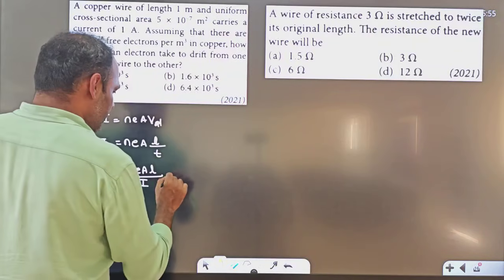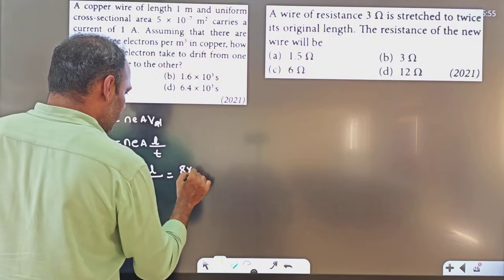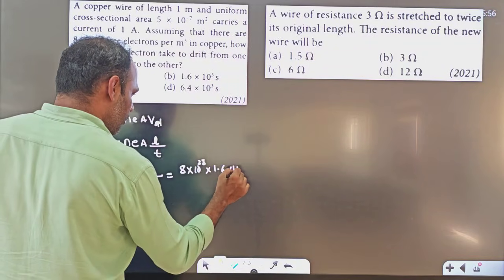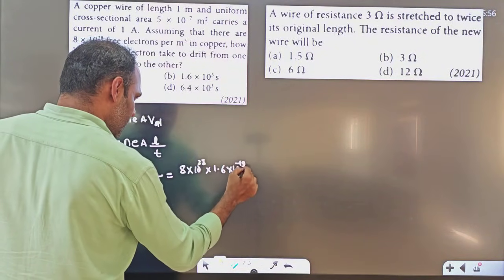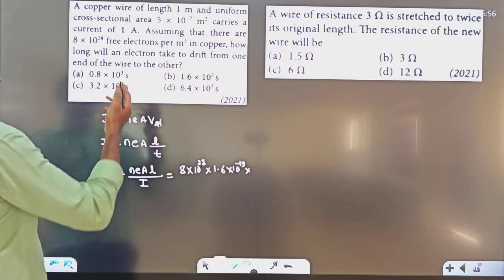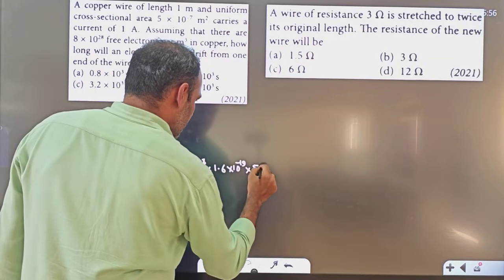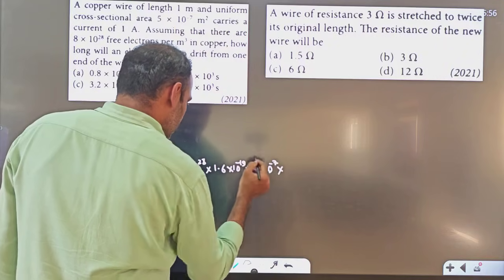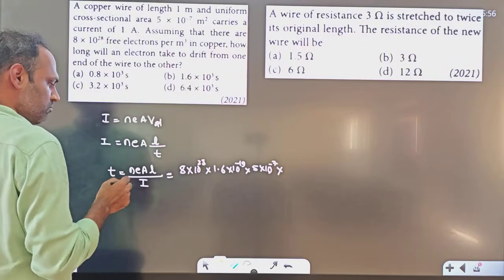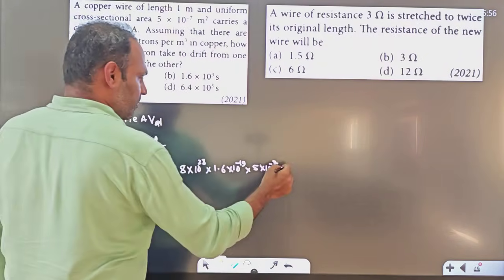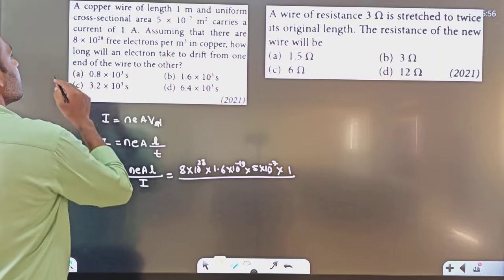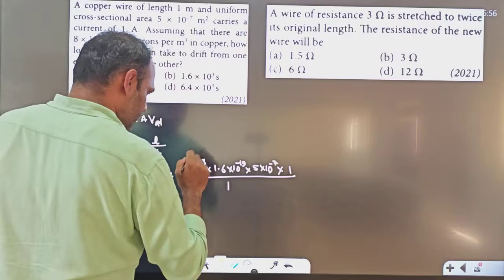How much is N? N is the free electron density. It is 8 into 10 raised to 28. How much is E? 1.6 into 10 to the power minus 19. How much is A? The area is given as 5 into 10 to the power minus 7. Into L, which is 1 meter, divided by the current. How much is the current? The current is 1 ampere. Okay.